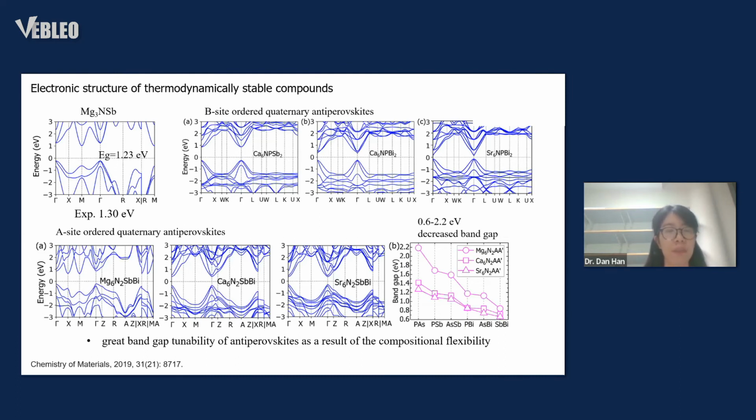We found that both for A-site ordered and B-site ordered quaternary antiperovskites, they show a decreasing band gap as the elements at A, A' and B, B' become heavier, and also as the X-site element becomes heavier. The band gap can vary from 0.6 to 2.6 eV. Such band gap tunability is a result of the composition flexibility.